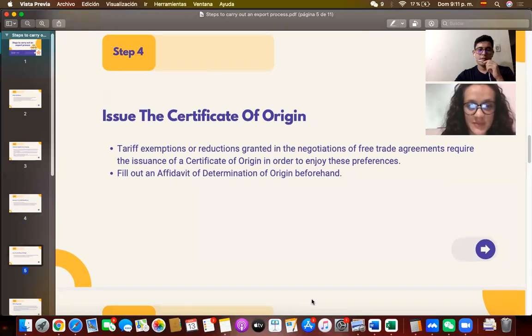The tariff exemptions or reductions granted in the negotiations of free trade agreements require the issuance of a certificate of origin in order to enjoy these preferences. Fill out an affidavit of determination of origin beforehand.